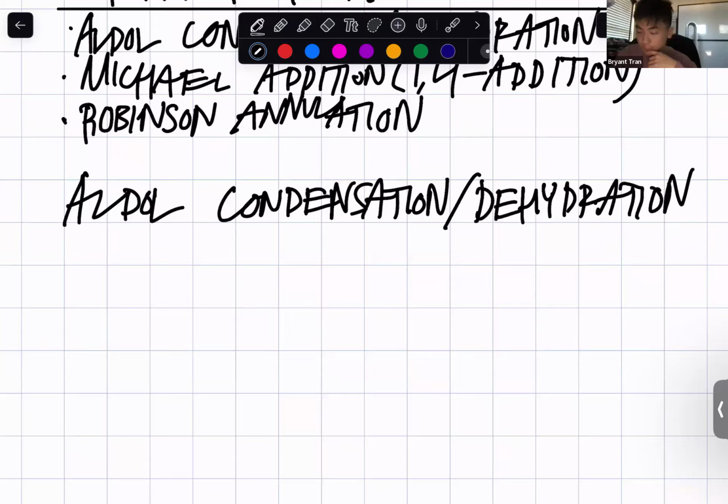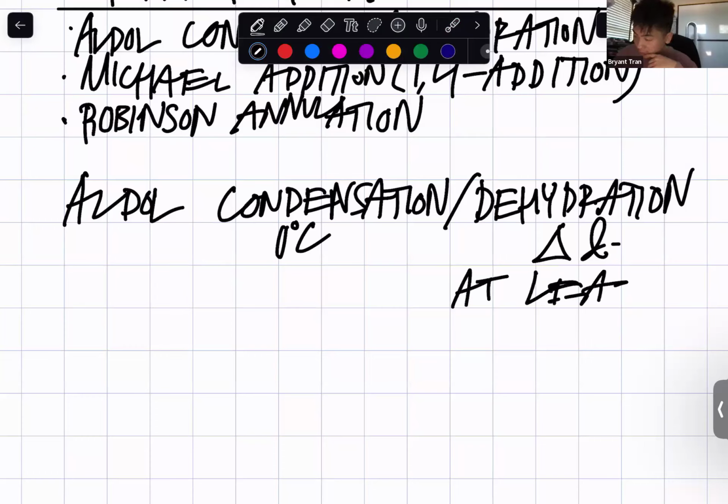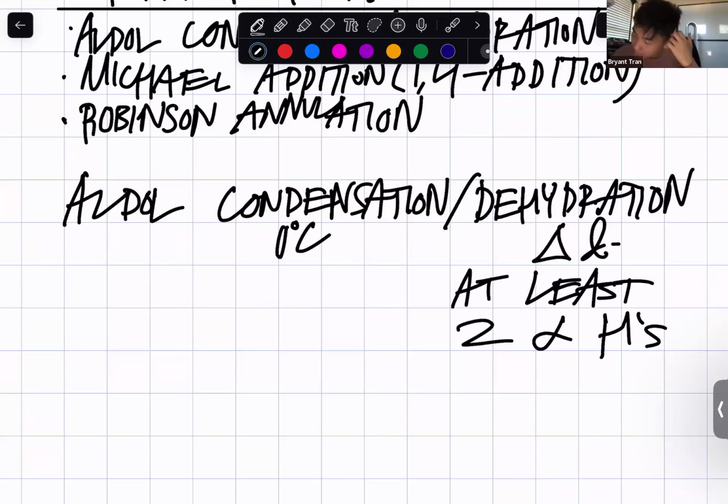Condensation would be if you were given low temperature like 0 degrees Celsius. Dehydration would be if you're given heat like that. And you have to have at least two alpha protons. And I'll show you why. Because even if you do have heat, but you only have one alpha proton for the nucleophile, you can't do dehydration. You're stuck with condensation.